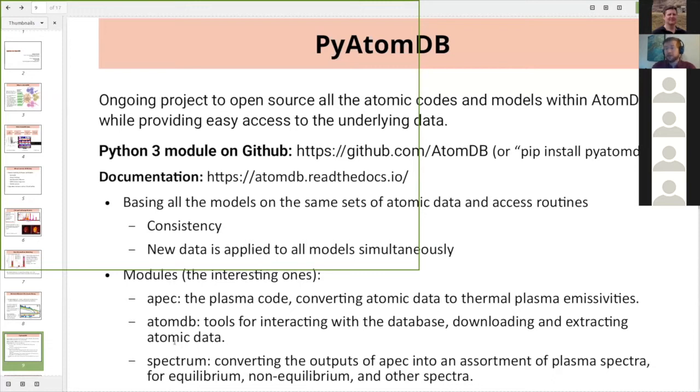And then there's spectrum, which is what I think most people would use, which is actually creating spectra from the emissivity files.